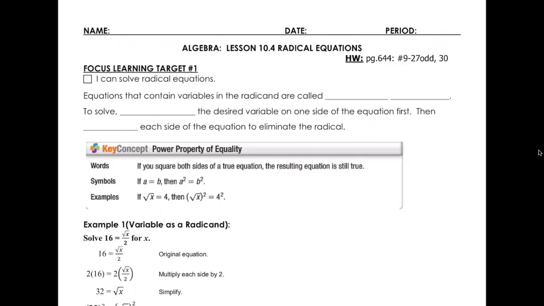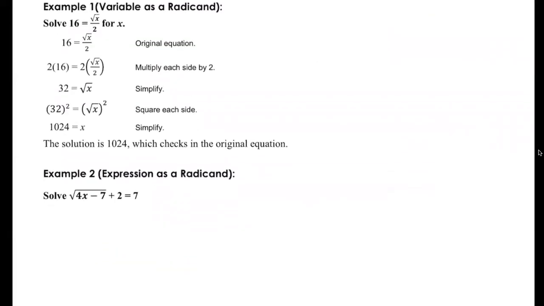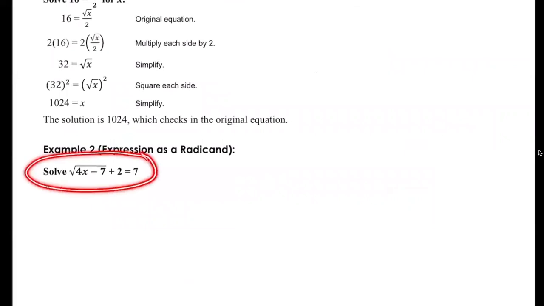All right, so today we're going to learn how to solve a radical equation. Basically, equations that contain variables in the radicand are called radical equations. So something like Example 2, this is a radical equation because your variable is inside that radical.